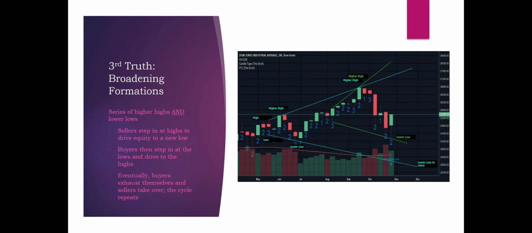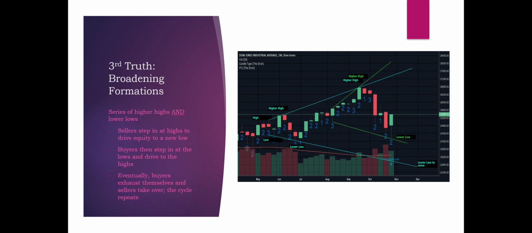And when we talk about broadening formations, we're talking about a series of higher highs and lower lows. So what this is basically saying, and there's a good example up here in the graphic, go ahead and study it. Spend a lot of time on it. It's saying that sellers are stepping in at the highs to drive an equity down to a new low, right? Eventually, the buyers are going to step in at the lows, and they drive it back up to new highs that are slightly higher than what it was before.